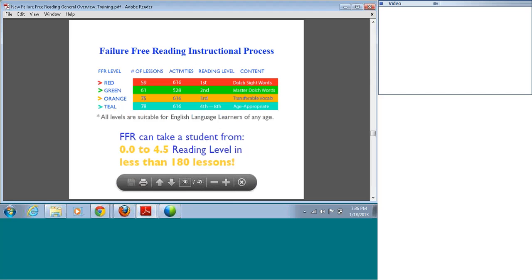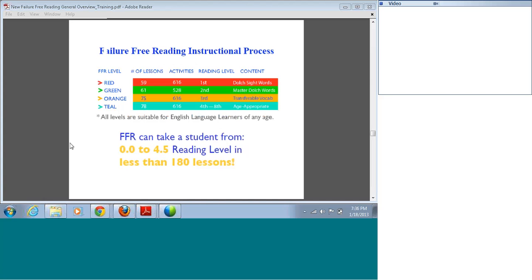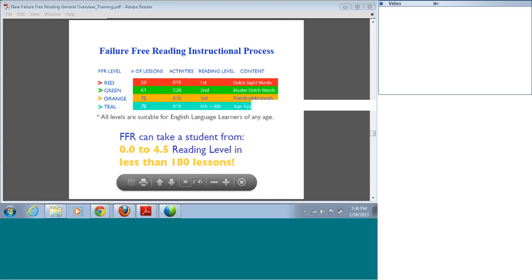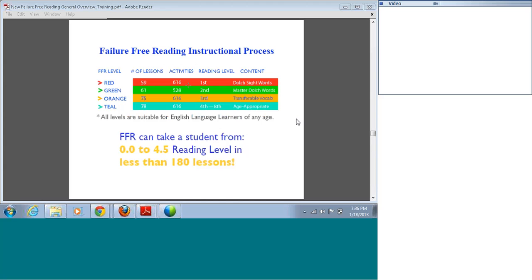All right, I told you at some point you would see a chart for the elementary solution. So here it is, and you see the different color levels and the reading levels that are associated with those colors. You also see some of the content. Red is going to be first grade. That's your Dolch words. Green is going to be second grade master Dolch words. Orange is going to be third grade and fourth grade transferable vocabulary. And then teal is going to be fourth through eighth grade. And that's very age appropriate for those students.